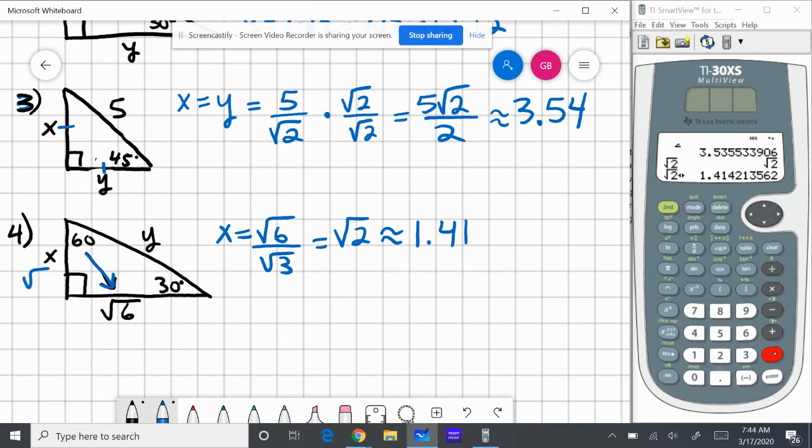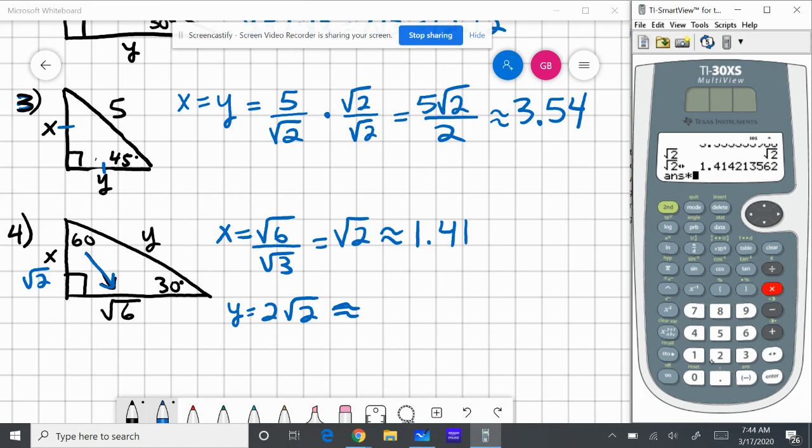Okay, so we know this is square root of 2. And then to find the hypotenuse, you multiply the short leg that we just found by 2. So y is 2 times the square root of 2. So whatever I have on my screen, I'm just going to multiply that times 2 to get my decimal answer, which is approximately 2.83.